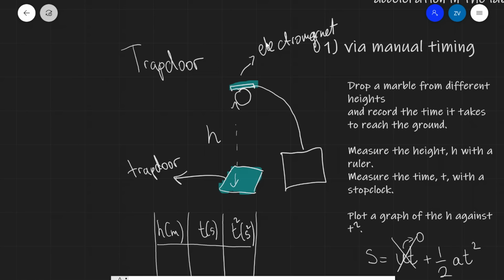There are going to be some wires going in from the electromagnet and some wires going in from the trapdoor. The timer will be able to determine the time between the ball being released and the time it takes to set off the trapdoor. So it will give us a certain time, let's say 0.52 seconds. We can use a trapdoor and an electromagnet to reduce our percentage uncertainties.